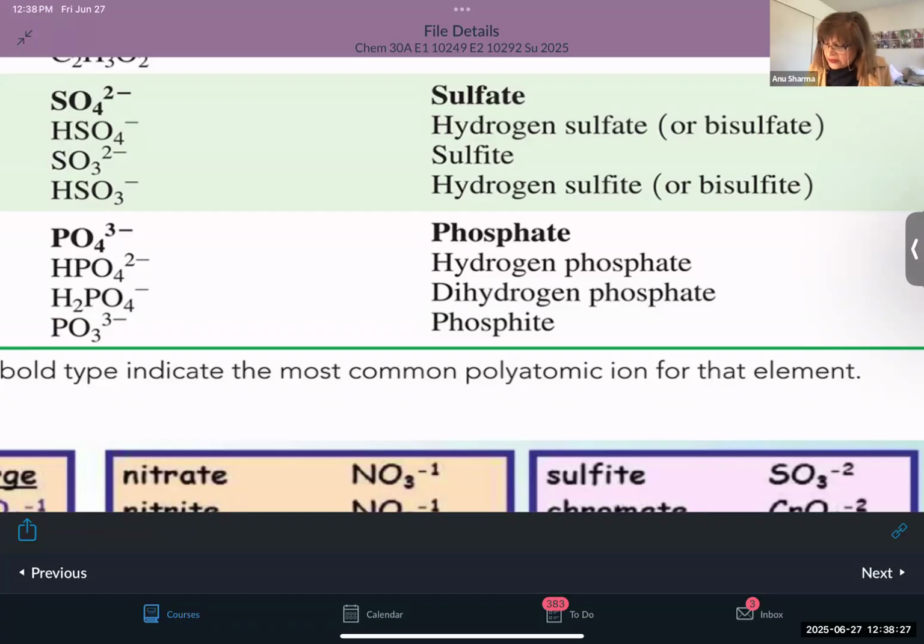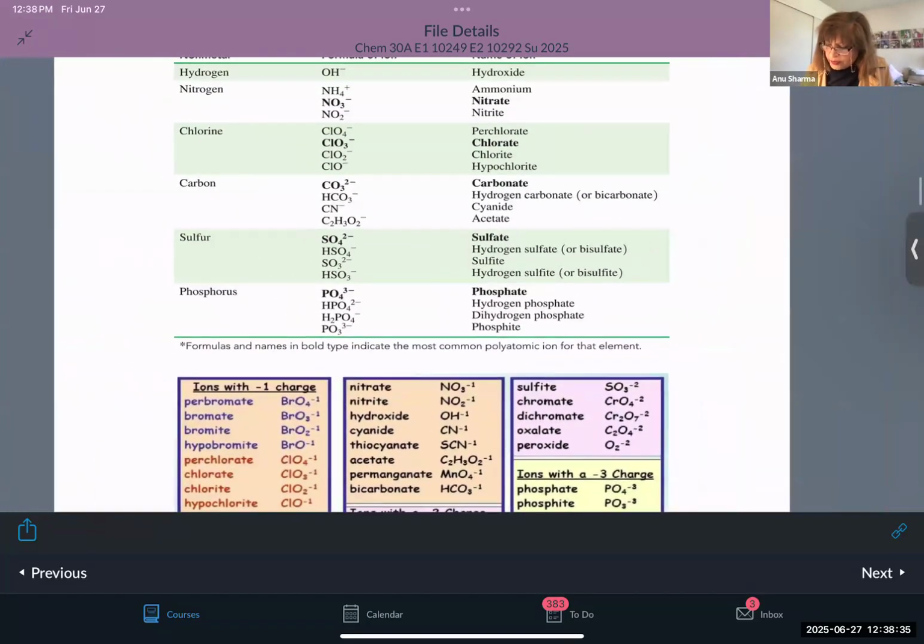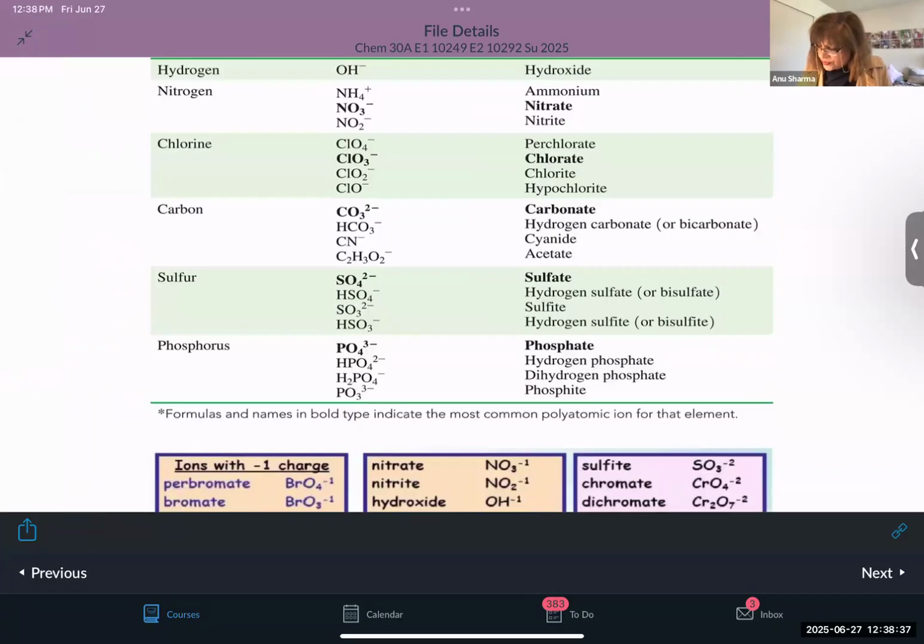Okay, so this is something that comes with time, practice and memorization. But for now, at least double check and refer to these tables when you're doing the problems. With practice, you'll get it. It takes a little bit of time. But anyway, let's look now at the chlorate.